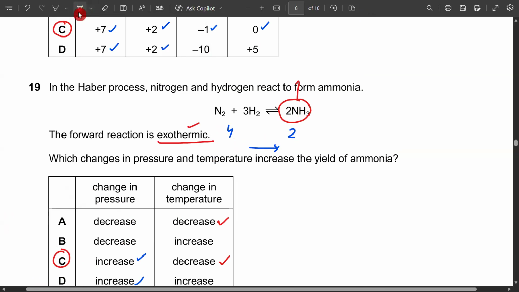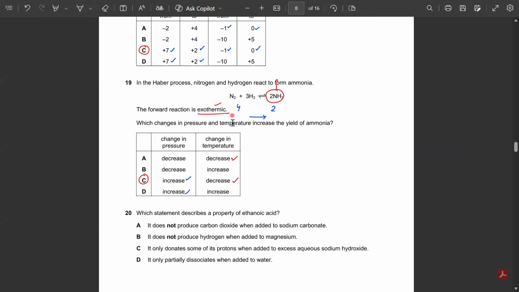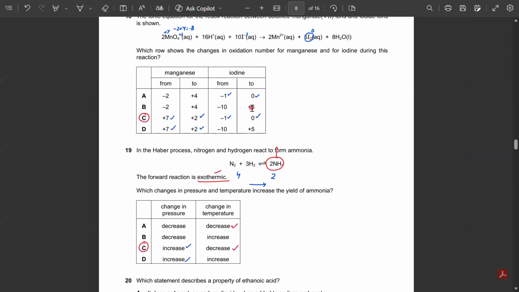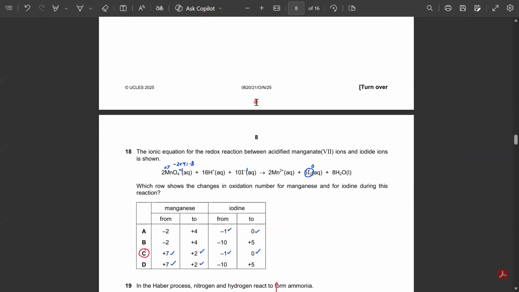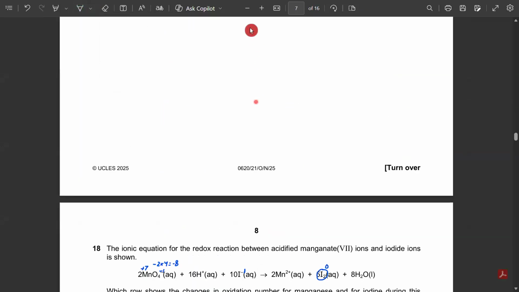So in this way, we have attempted all the questions related to the chapters which we are currently covering. So that's it. If you have any question, please let me know.